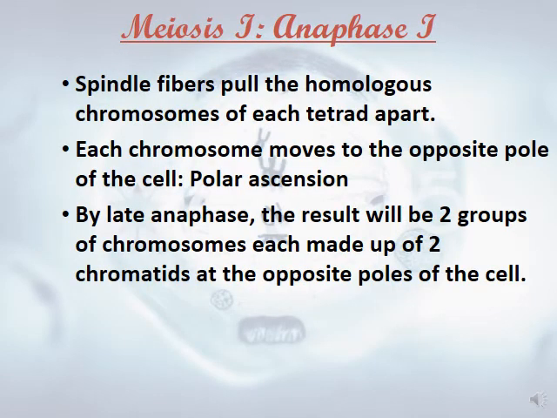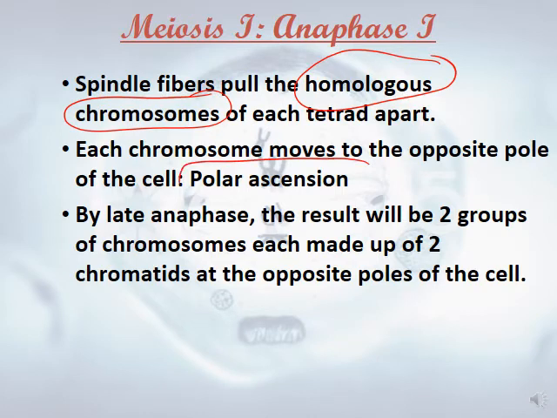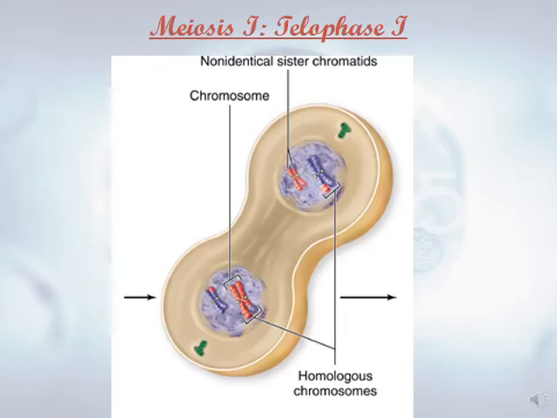So the events of anaphase 1: the spindle fibers pull the homologous chromosomes of each tetrad apart. In the anaphase of mitosis, if you remember, it was the sister chromatids. Each chromosome moves to the opposite pole of the cell, which is polar ascension. By late anaphase, the result will be 2 groups, each made of 2 chromatids, at each pole of the cell.